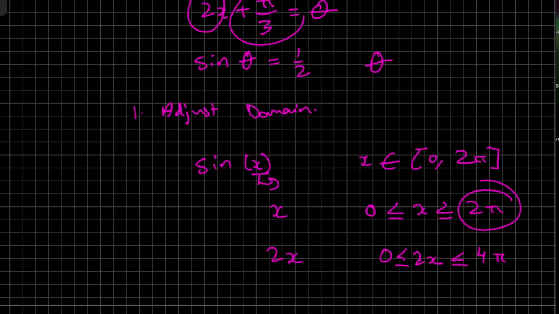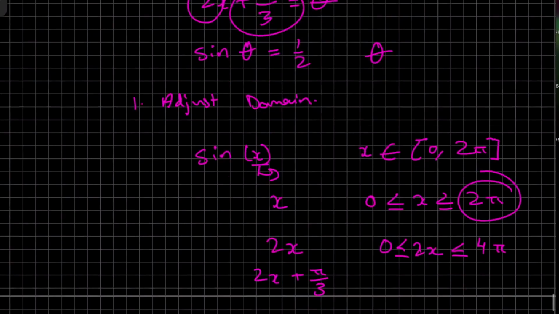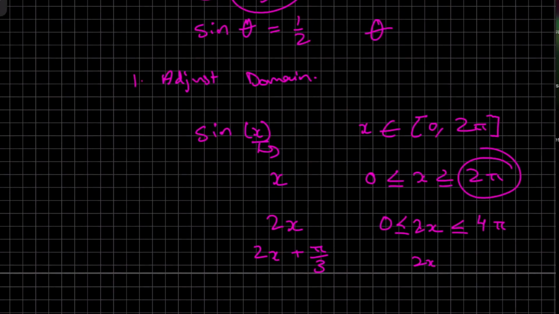Again, we've also had a translation of pi on 3. So if our x values have had pi on 3 added to them, then so must our domains. So if we are adding pi on 3 to our x values, which were previously multiplied by 2, then so must our domain have pi on 3 added to it. So this would just become 0 plus pi on 3, which is just pi on 3. And this would become 4 pi plus pi on 3, which can be written as 13 pi on 3.